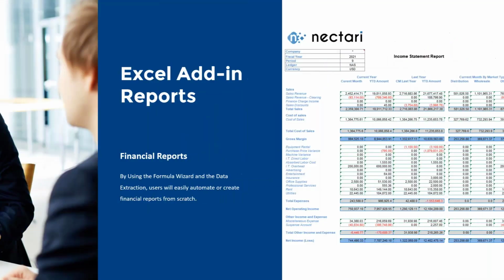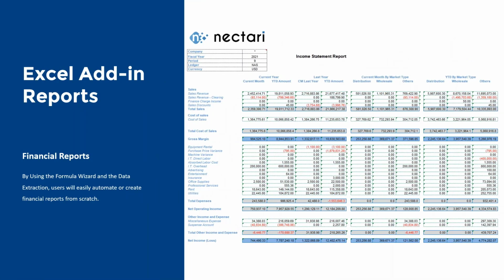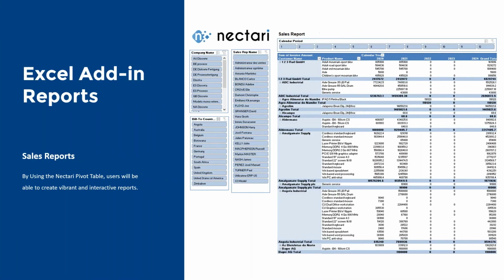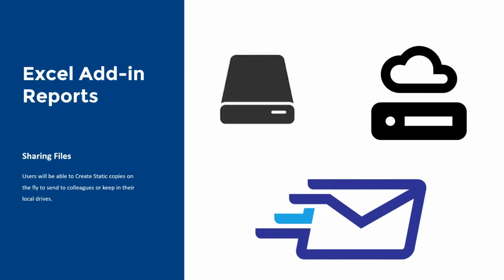Automating reports, like the financial reports. You will be able to use components that we offer there as Lego pieces just to assemble a very automatic report like the one I show you right now. You can use other components like the pivot table to create dynamic and vibrant sales reports like the one I show you here. And you can send this to your colleagues just by sharing those files. And for sharing those files, we will see the options later on.